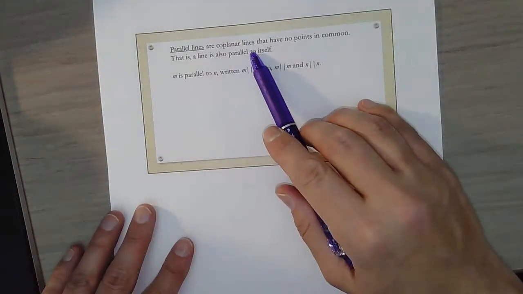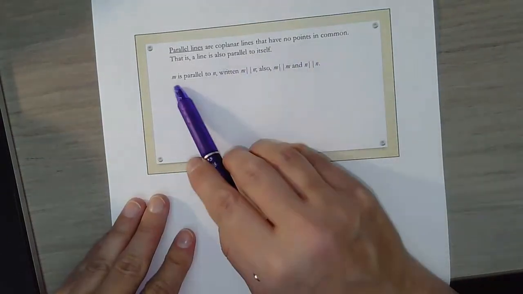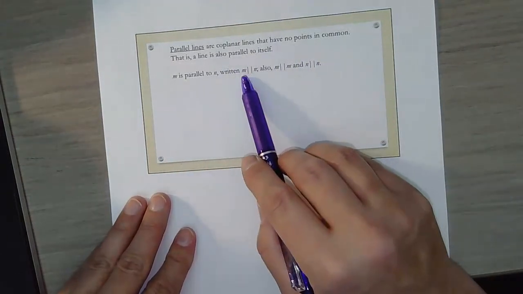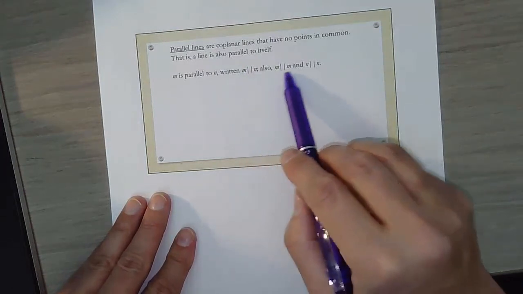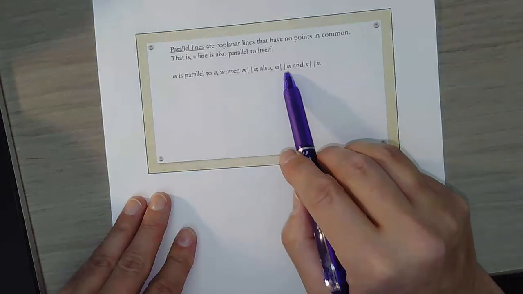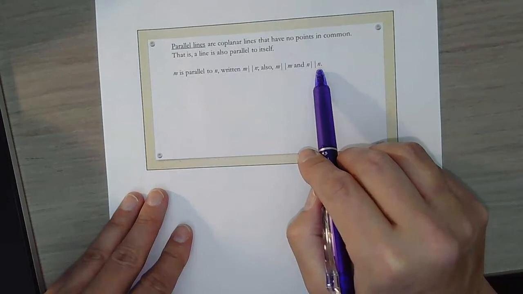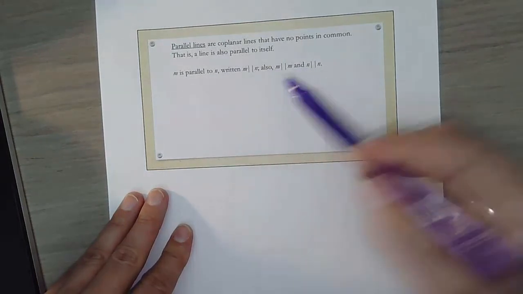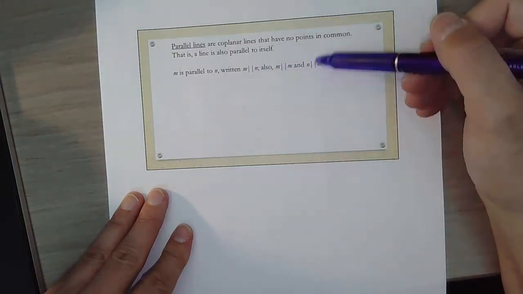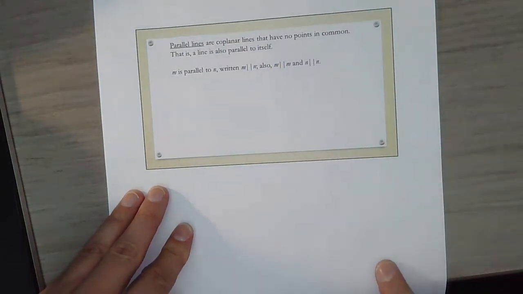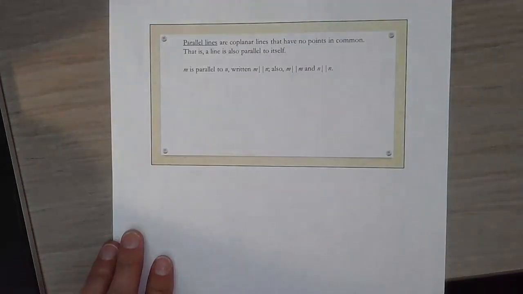Parallel lines are lines that have no points in common. So if M and N are parallel, we write that M is parallel to N. Also that M is parallel to M and N is parallel to N. So we write that they're all parallel to each other. These lines right here just mean that they're parallel. They do not have anything in common with each other. Okay?